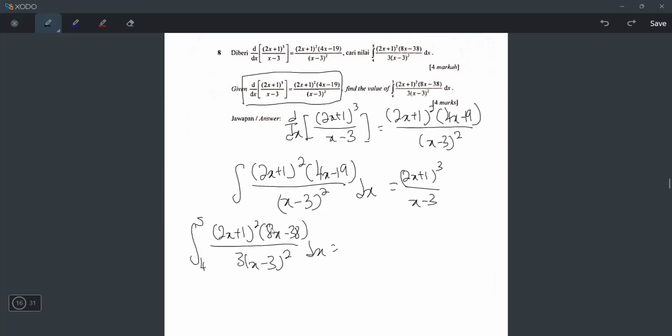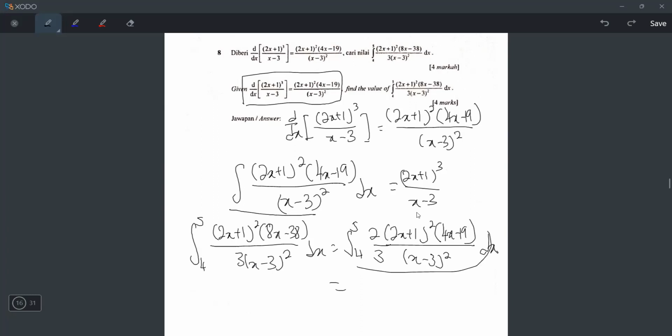So what I will do is take out 2. Integrate from 5 to 4, I take out the 2, so I am left with (2x plus 1) squared, and since I took out the 2 already, I am left with 4x minus 19, over 3 and then (x minus 3) squared. If I can change this to this, then I have a shortcut. I can change it directly, so I have to try my best to make this the same as this.